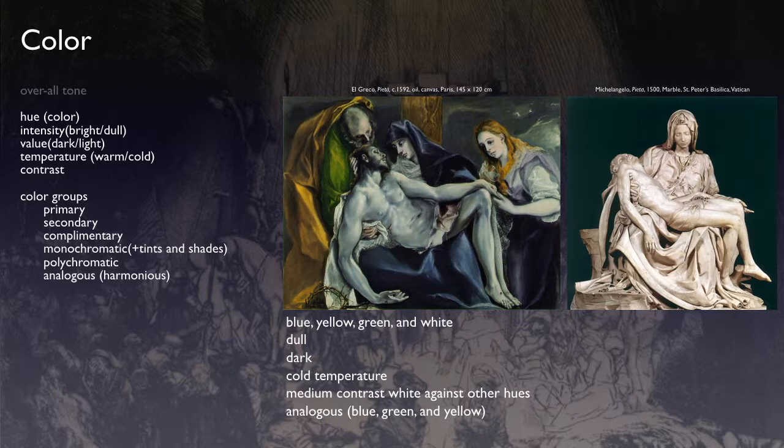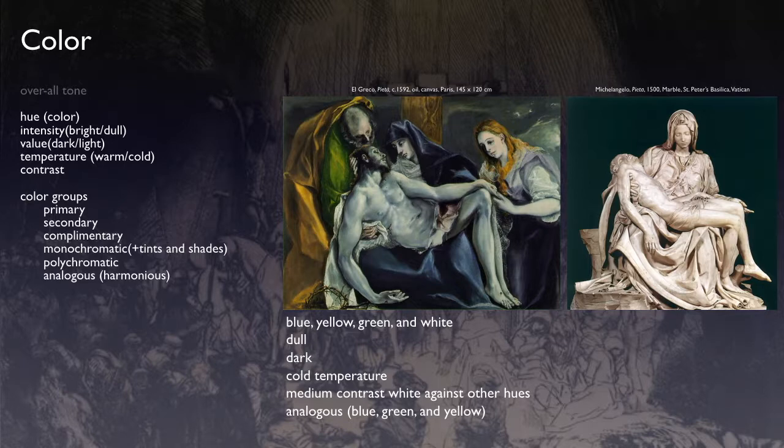And we can say that overall, what we see is an analogous color scheme, that the blues and the yellows are all on one half of the color wheel, and that they do work together. There aren't any glaring opposite colors screaming out at us.